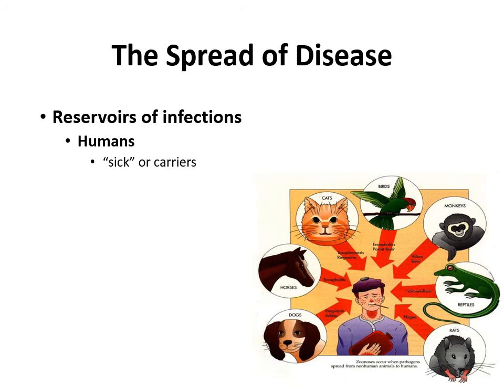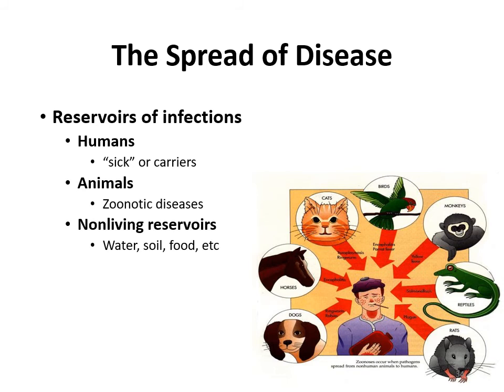The other reservoir option is animals. And when an animal transmits pathogens, we call those zoonotic diseases. So think of the zoo, animals. Zoonotic diseases are when animals are carrying the pathogens. And you can get zoonotic diseases in more than one way. You can directly get them from things like an animal bite, or you could get them transmitted from things like fecal matter.